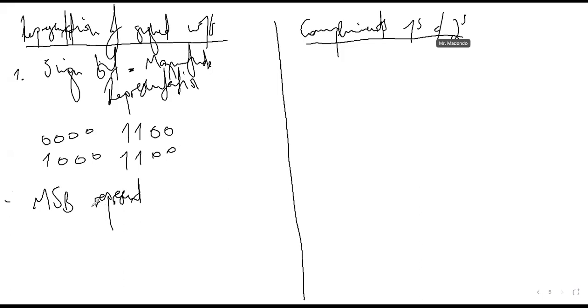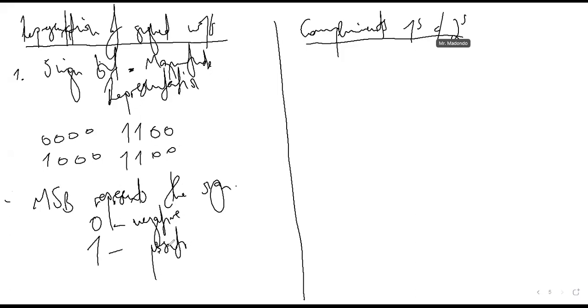In this format, MSB represents the sign. Running out of time, we have 10 minutes. So when the MSB is 0, it means the number is negative. If it's 1, we have a positive number. When we talk of MSB, most significant bit, it is this one. This is our MSB. This is our LSB.